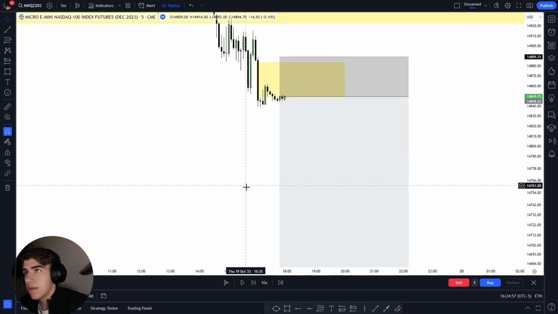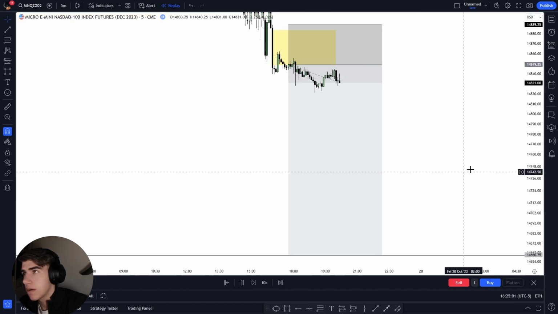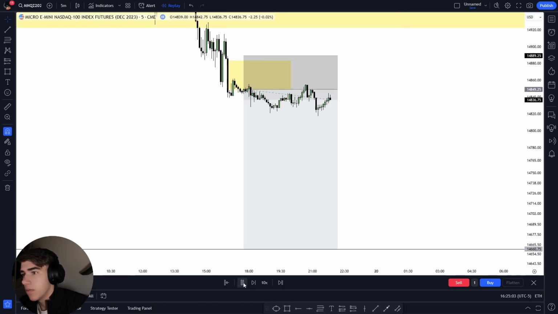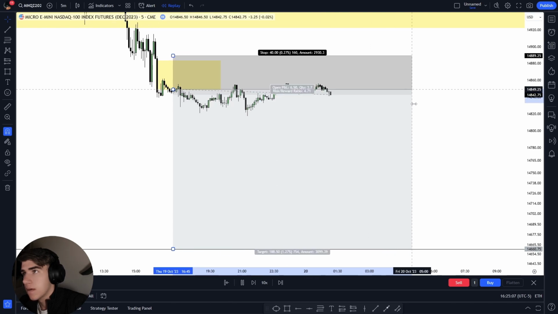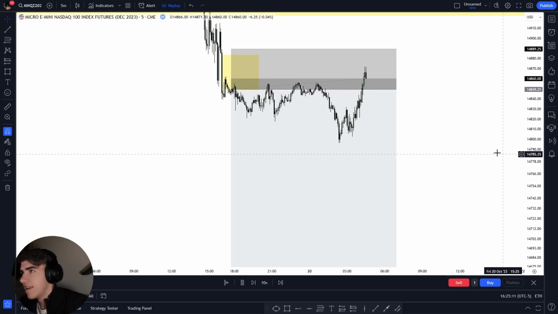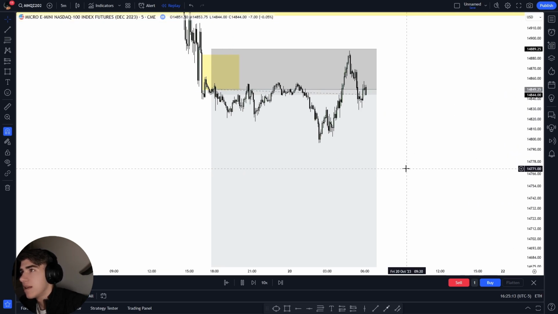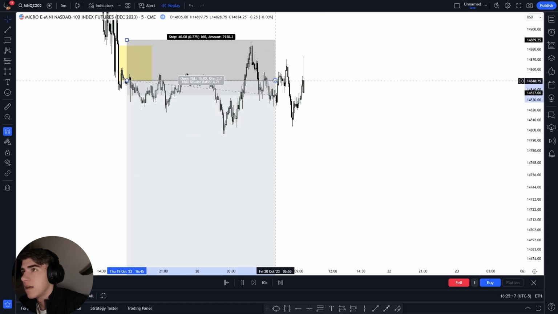This is not something that I would typically do. This is a very long trade, something that I typically don't want to be in, but we'll see how it plays out anyway. So this is some very, very long trade. Not something that I would be in. Let's see.